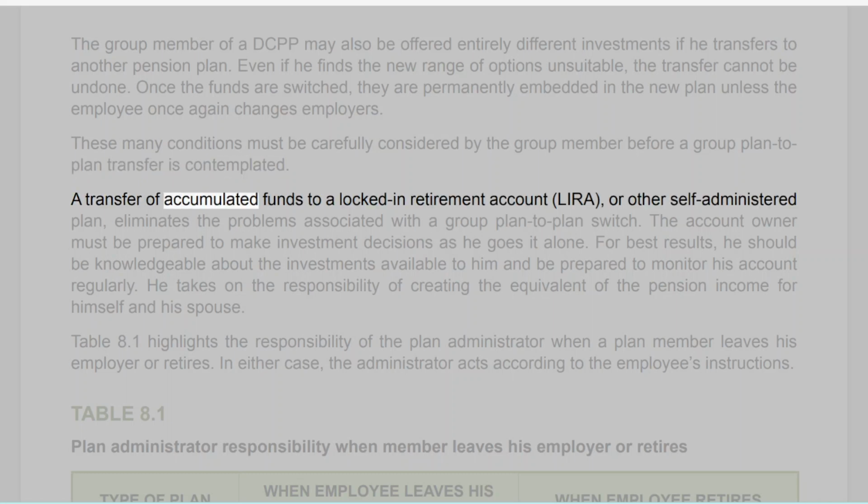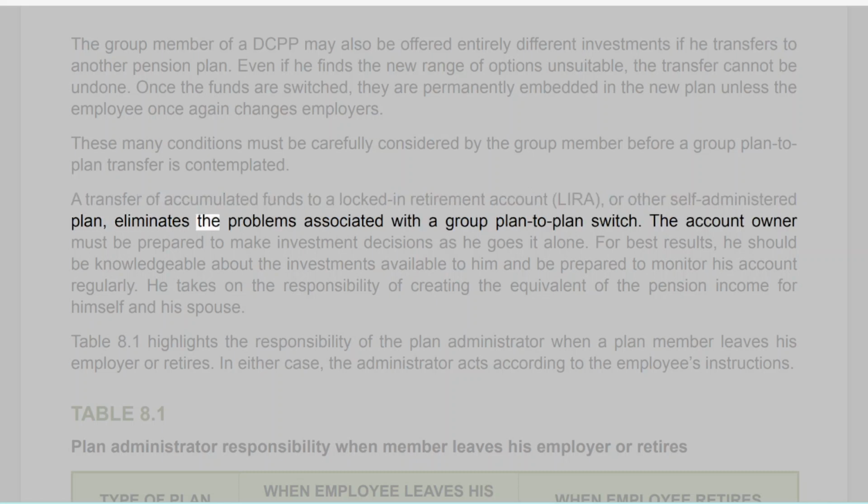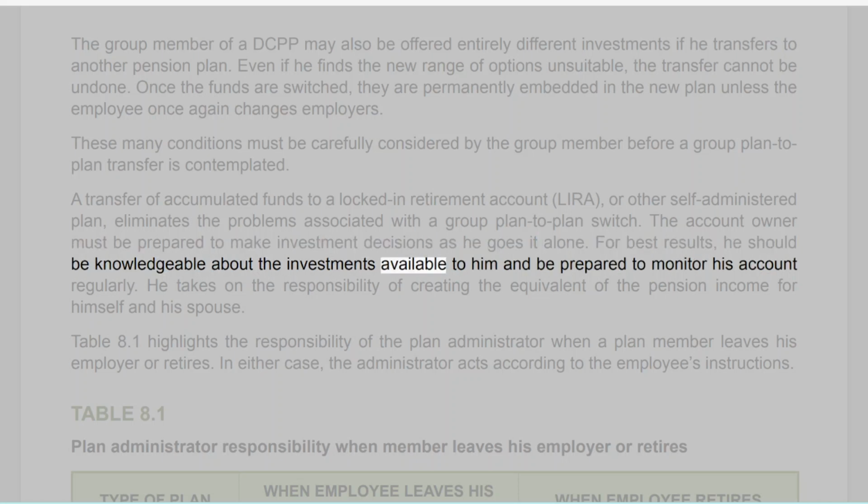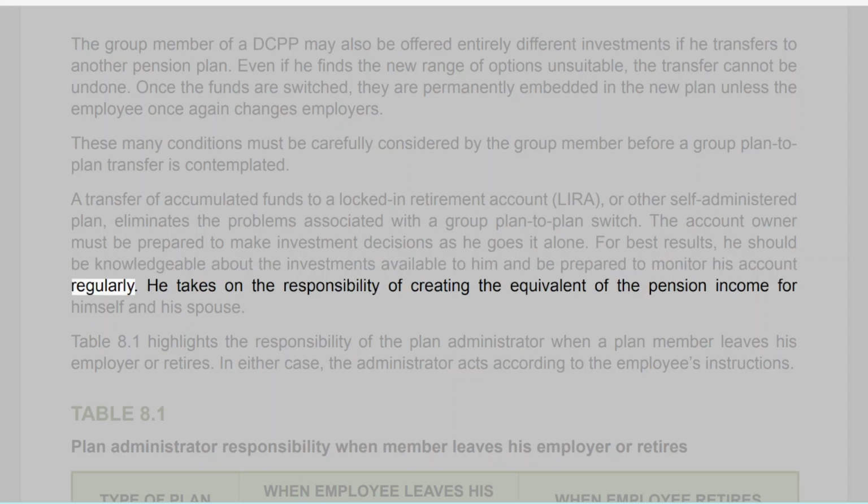A transfer of accumulated funds to a locked-in retirement account, LIRA, or other self-administered plan, eliminates the problems associated with a group plan-to-plan switch. The account owner must be prepared to make investment decisions as he goes it alone. For best results, he should be knowledgeable about the investments available to him and be prepared to monitor his account regularly. He takes on the responsibility of creating the equivalent of the pension income for himself and his spouse.